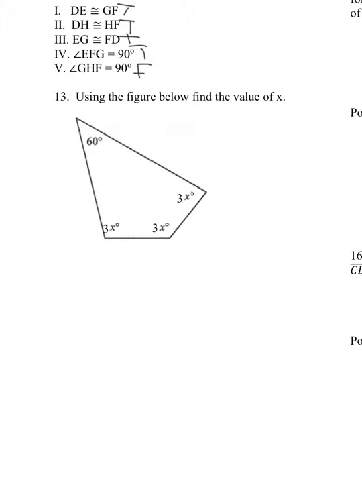13, use the figure below to find the value of x. So this is actually the problem from that little half-page quiz, but many of you missed it, so let's go back over. 4 sides, quadrilateral. Some of you know quadrilaterals add up to 360. That's good. Even if you didn't, n minus 2 times 180 will tell you 360.